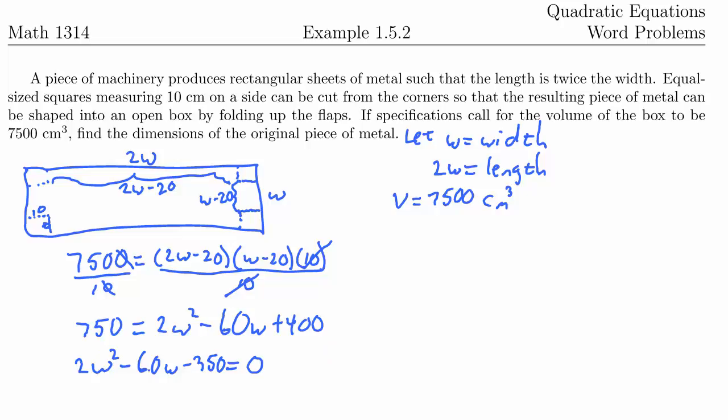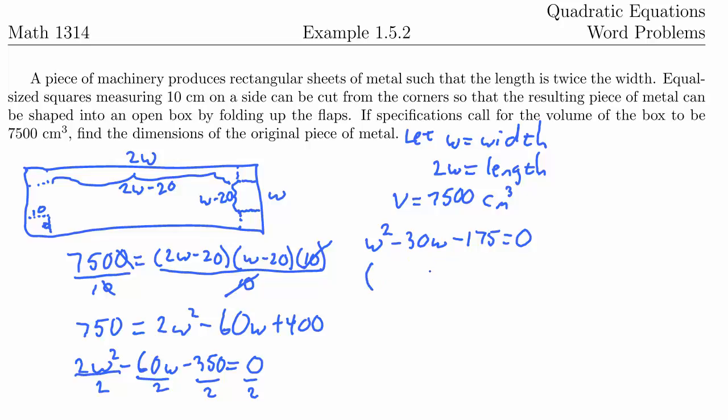Notice 2w squared, negative 60w, and negative 350 still have a common factor. That's a common factor of 2, so I'm going to divide everything by 2. So that gives me w squared minus 30w minus 175 is equal to 0. Last time I solved this type of equation using the quadratic formula. This just happens to be where I don't actually have to use that because this is factorable.